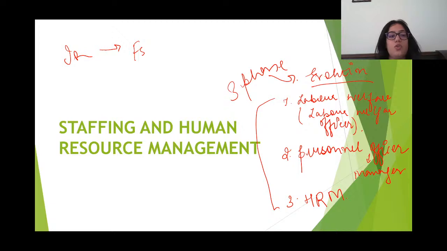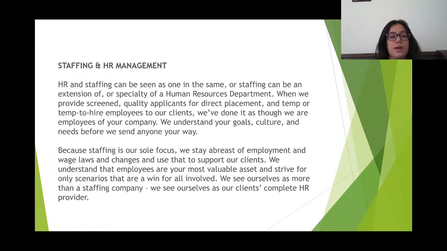I hope this evolution process is clear. So, when we talk about human resource management and staffing together, you can see that human resource management has a much wider scope than staffing. They are generally seen as one and the same function, but you can say that human resource management is simply an extension of your staffing function. So when we provide a screened quality of applicants for direct placement and attempt to hire employees, we do it through the employees, right?